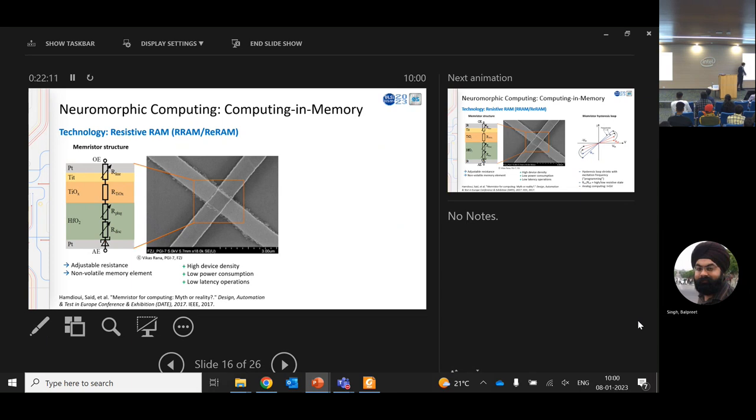And so this is basically a non-volatile memory element. So you can adjust the resistance value here in your different parts of the memristor. And yeah, so those are the two core principles here. You can change the resistance value of this device, and it's non-volatile, so it keeps this value even if you power it off. And then usually it's integrated like this.